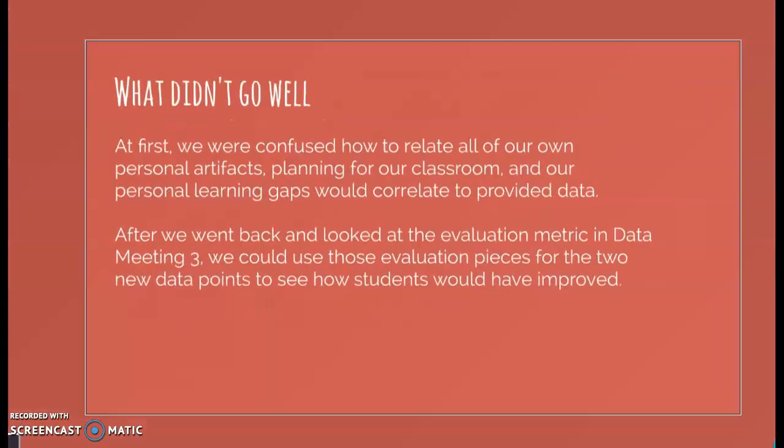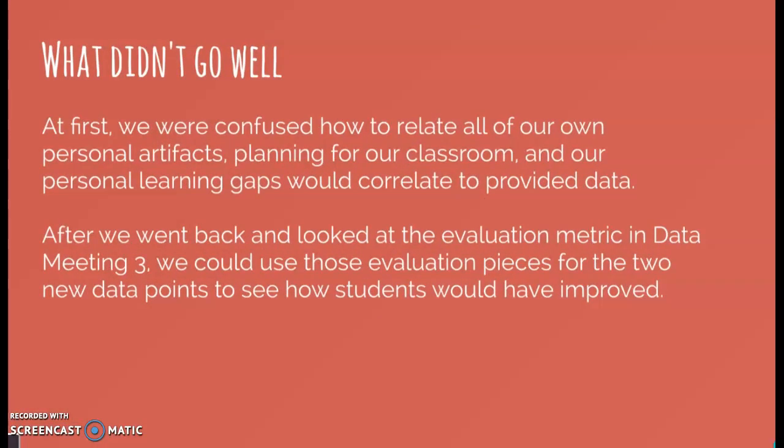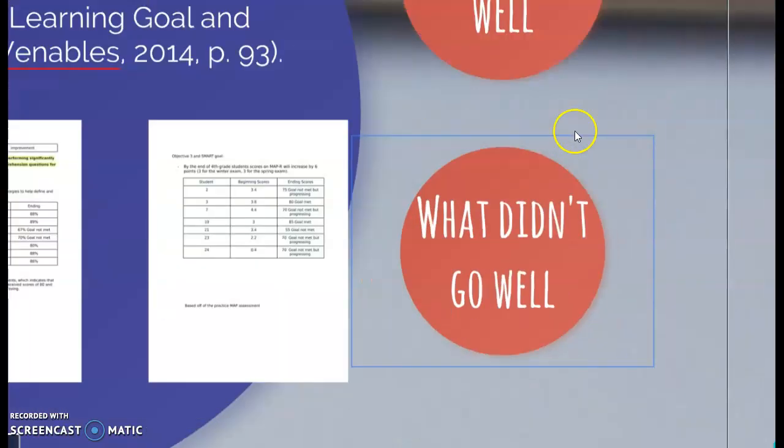What didn't work so well is at first we were confused how we had collected all this data. We brought in our personal artifacts. We planned for what would work for the kids in our classroom, and our personal learning and instructional gaps would connect to this provided data. But then we quickly went back to Data Meeting 3 and looked at how we would evaluate our evaluation metric to pick out those 2 evaluation pieces and connect those to the 2 data points that we had. And that's how we could see if it was really connected and if our students would have improved.